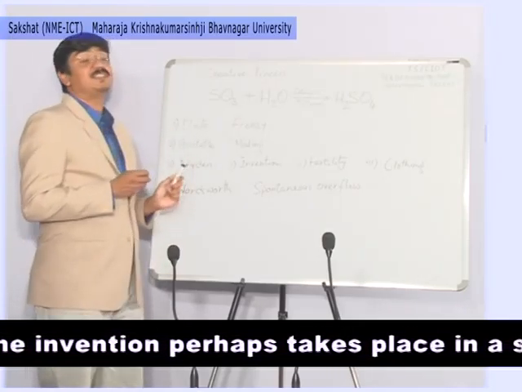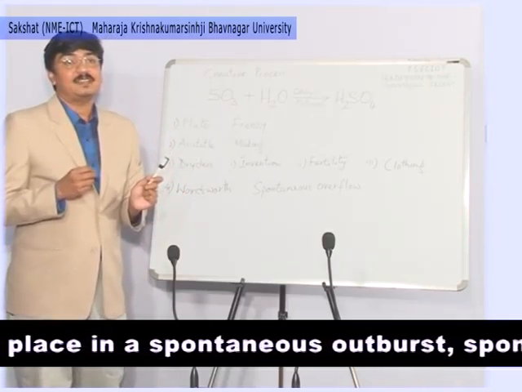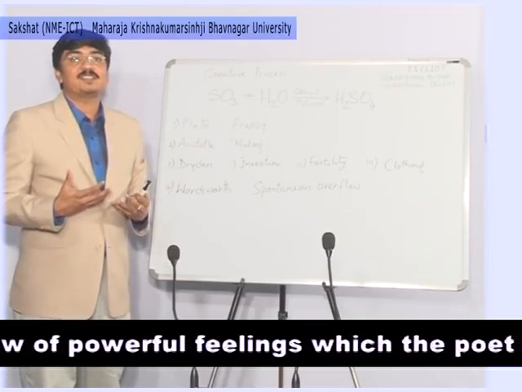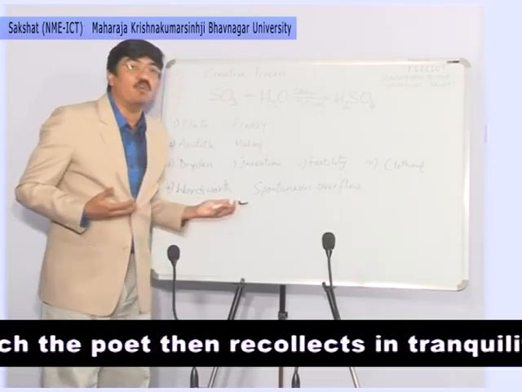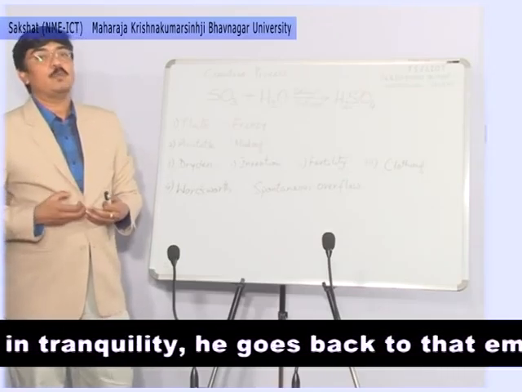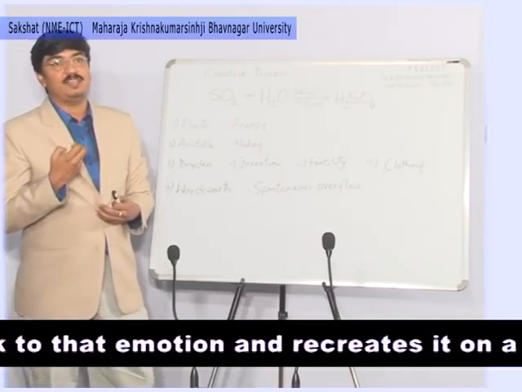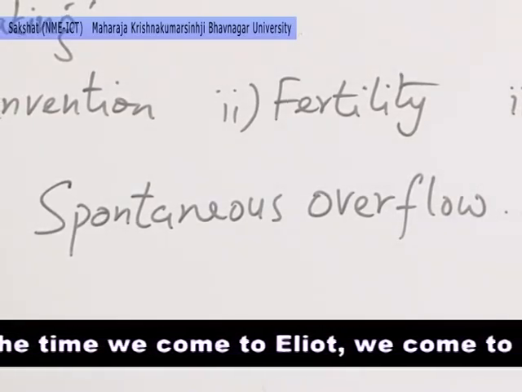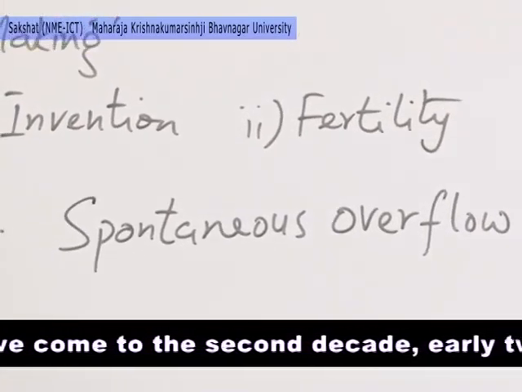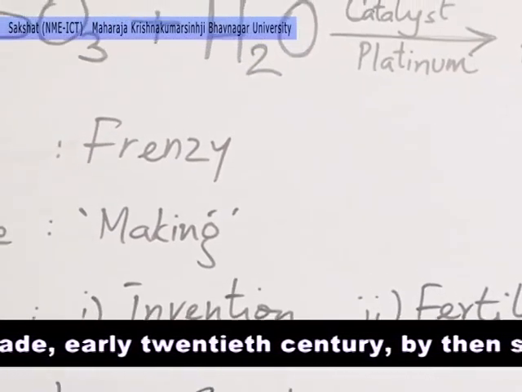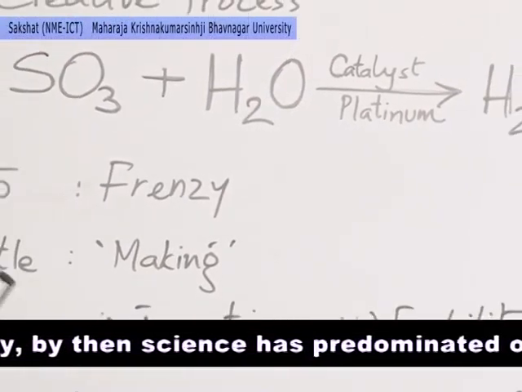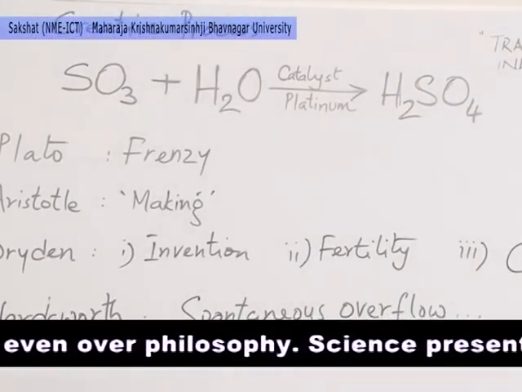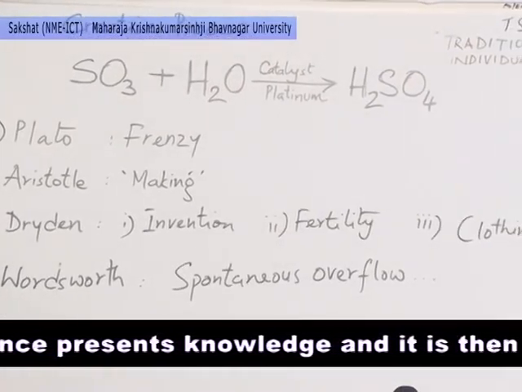We come to Wordsworth and try to get an idea that the invention perhaps takes place in a spontaneous outburst, spontaneous overflow of powerful feelings, which the poet then recollects in tranquility, goes back to that emotion and recreates it on a page. Now, by the time we come to Eliot, we come to the second decade, early 20th century, by then science has predominated over humanities, even over philosophy.